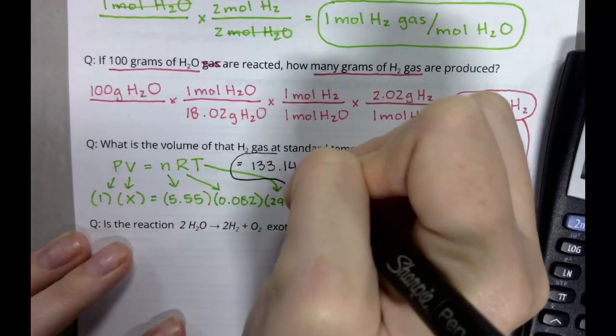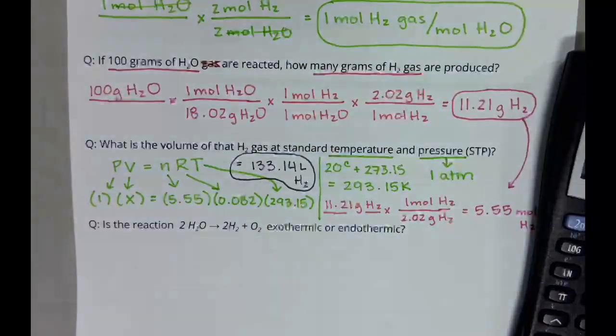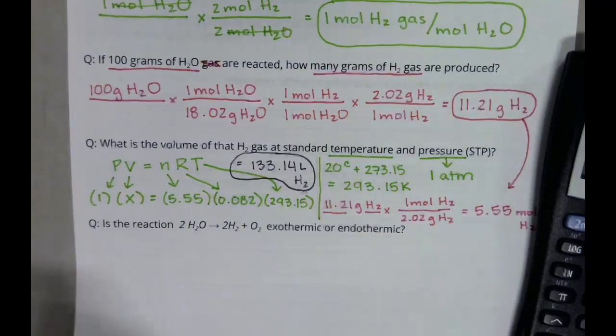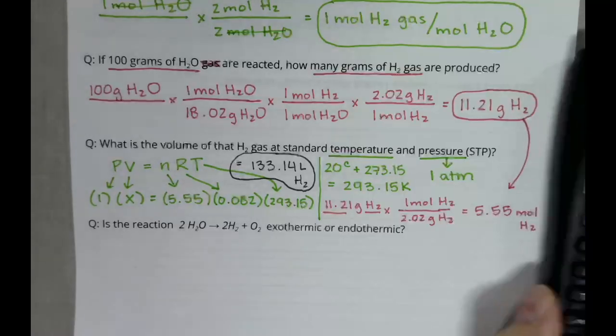Ladies and gentlemen, we have a problem. 133.14 liters is a little more than 62-liter bottles of hydrogen gas. And that's only 11.21 grams of hydrogen. That's not a lot of hydrogen. Do we want to carry around that much gas, like literally a gas, in our car? No, that would require an enormous fuel tank.